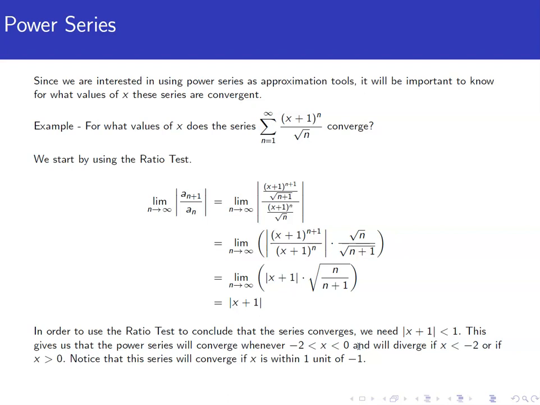And it will diverge if our x is less than -2 or greater than 0. So that tells us that the series converges if the value that we plug in for x is within 1 unit of -1. And -1 here was the center of our power series. So the fact that anything within 1 unit will make it converge, we refer to that as our radius of convergence for the power series.